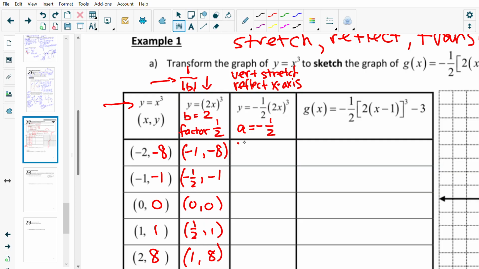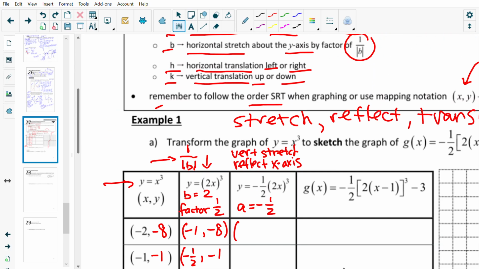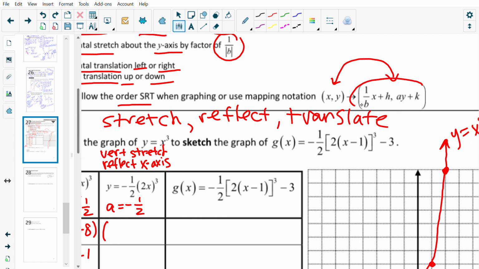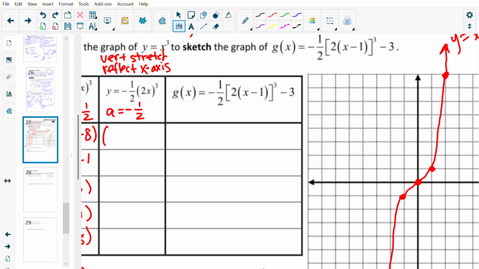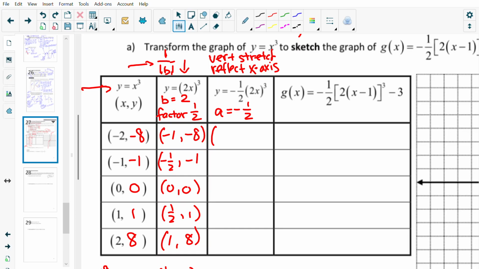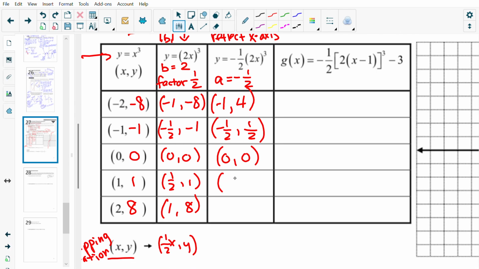Okay, what does that mean? I multiply all the y values this time. Okay, so recall our notation here. All the y values get multiplied by a. So let's go ahead and do that. So from the second column, negative 1 stays the same, and then that becomes 4. Negative 1/2 stays the same, that becomes positive 1/2. 0, 0. 1/2, negative 1/2. And 1, negative 4.